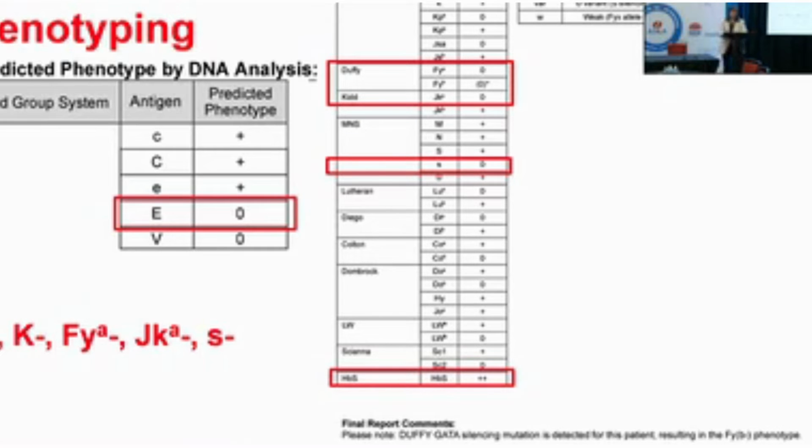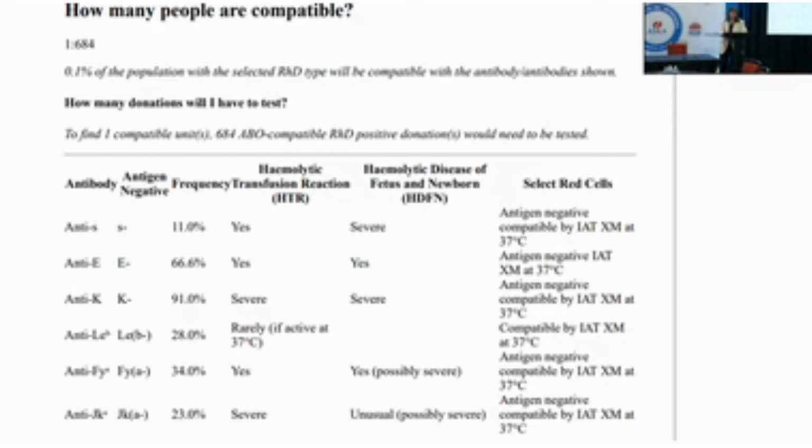On genotyping, we confirmed what we already knew from phenotyping. She was E, big E neg, big K neg, FY A neg, JK A neg, and little s neg. And obviously, our genotyping did include hemoglobin S confirmation, and she was SS.